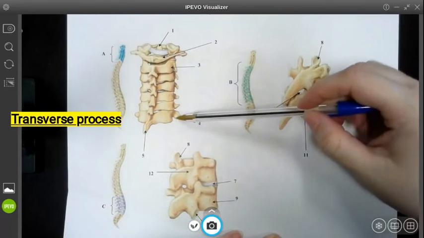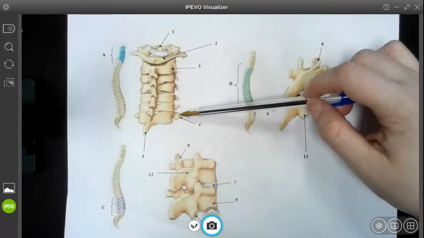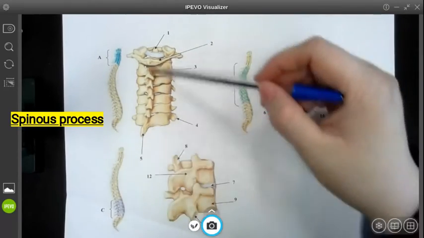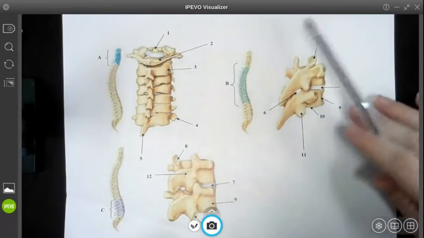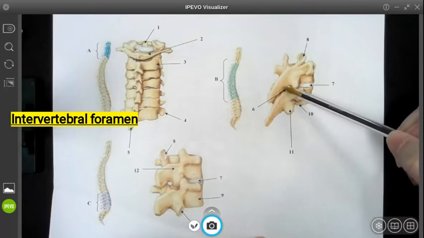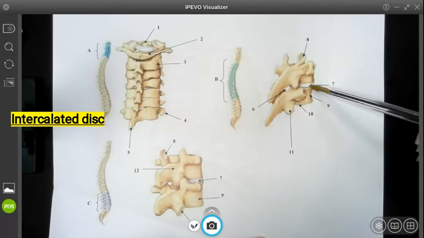4 is the transverse process. Those are the two on the sides. 5 is the spinous process that makes up the visible spine on some individuals. Number 6 is the intervertebral foramen. Number 7 is pointing at that intercalated disc.